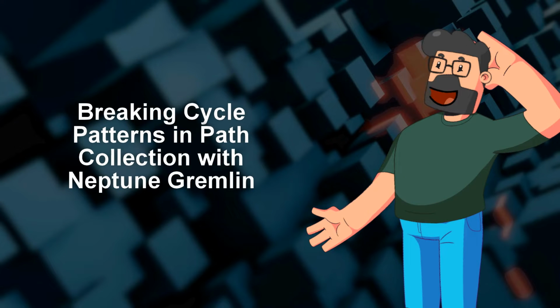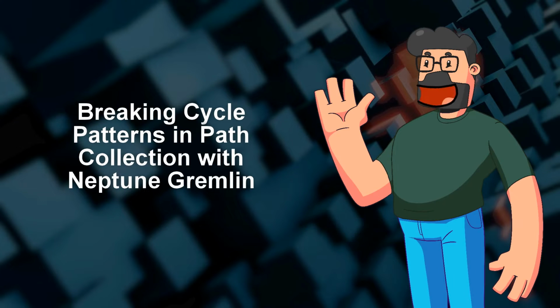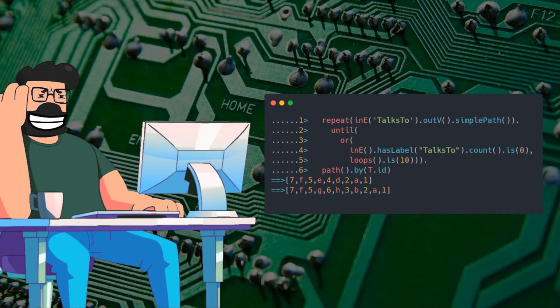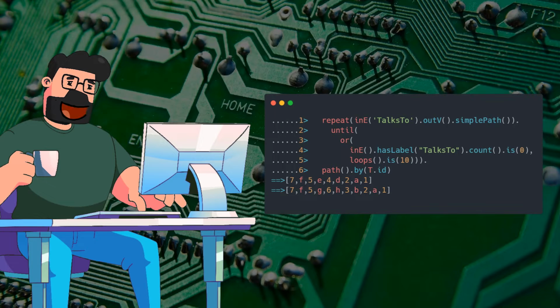The problem revolves around traversing a graph to find specific paths, with the hitch being a cycle that needs to be broken. So, let's dive into it. When it comes to the solution, we have a pretty nifty approach to break that cycle. The key lies in using the simplePath filter to navigate through the graphs.